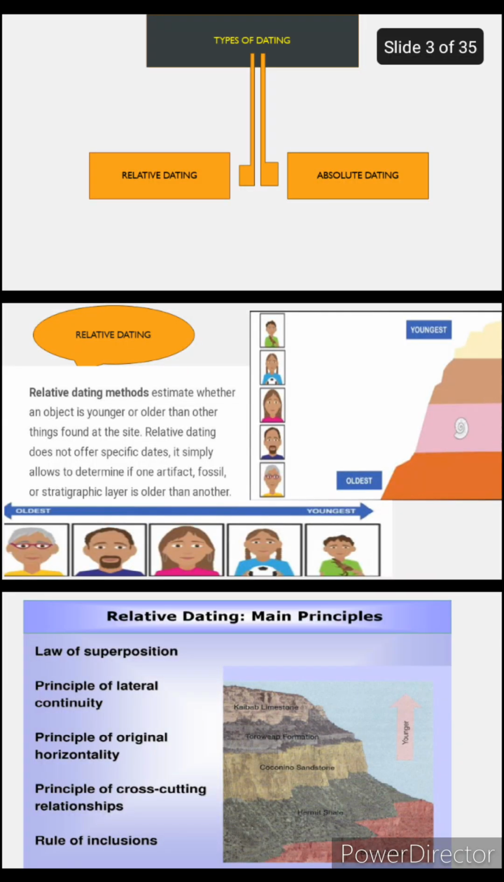So next is types of dating. Dating is of two types: one is relative dating and another is absolute dating. First we will learn what relative dating is.